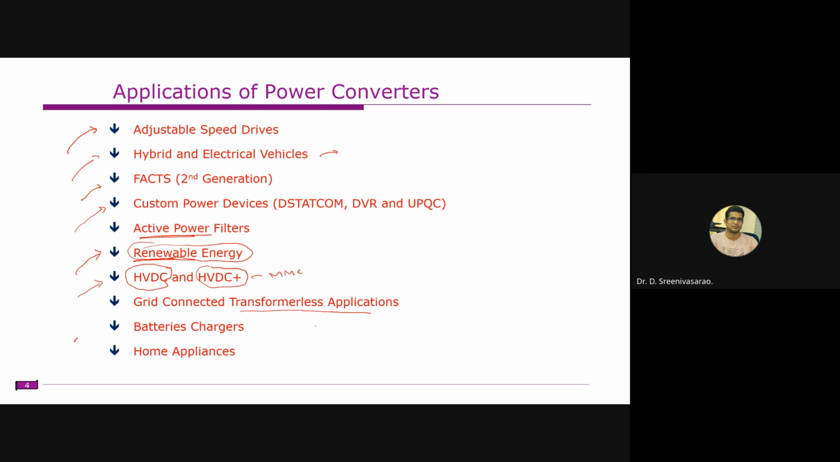And battery chargers, all kinds of battery chargers, starting from mobile battery chargers to electric vehicle battery chargers or energy storage system battery chargers, all require these power electronic converters. Home appliances like air conditioners, washing machines or some handheld tools require power converters, ranging from a few watts to several kilowatts.